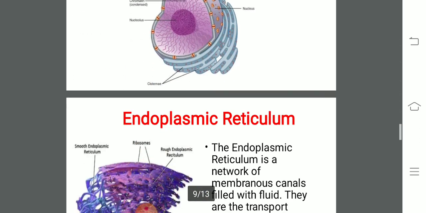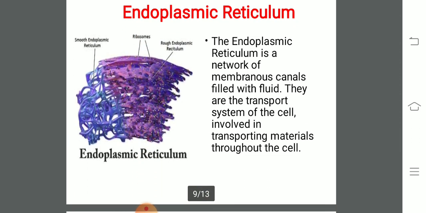Okay, the next one is a what? Endoplasmic reticulum. So here the picture of the endoplasmic reticulum is shown. If you are observing in that, two types are there. One is the smooth endoplasmic reticulum and the second one is a what? Rough endoplasmic reticulum.